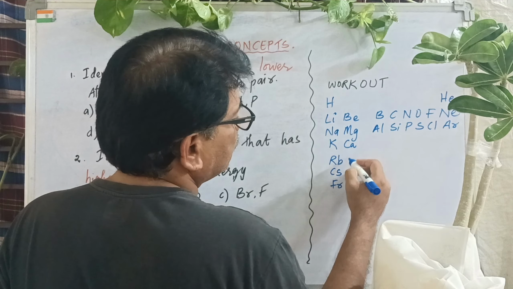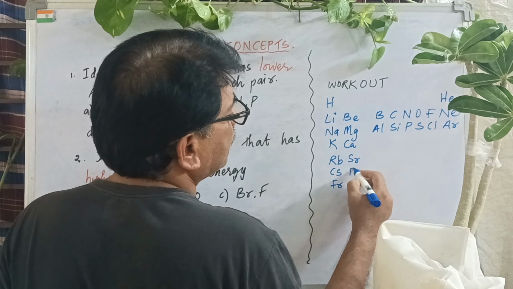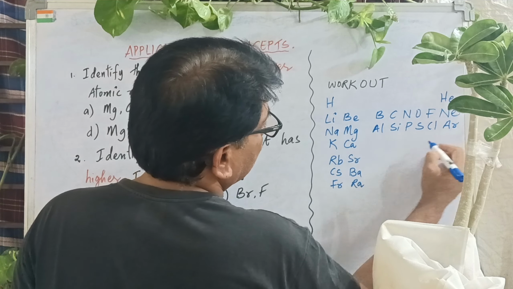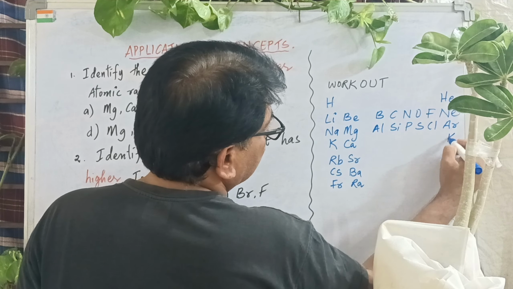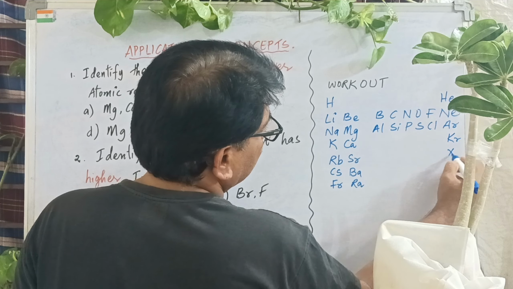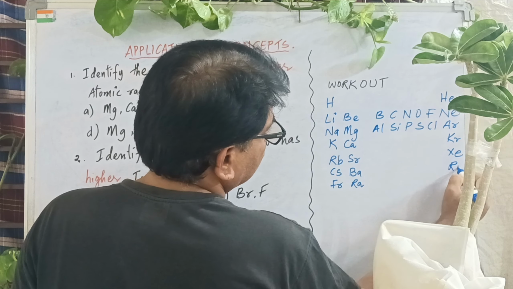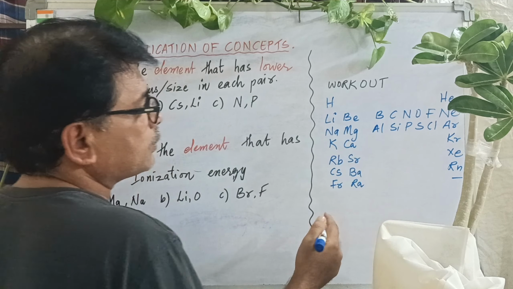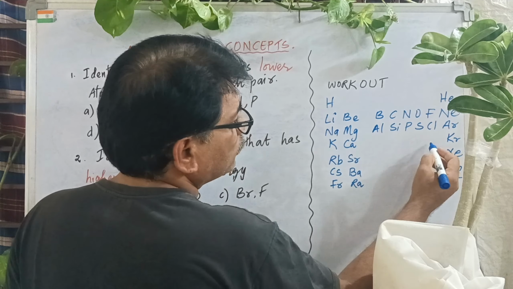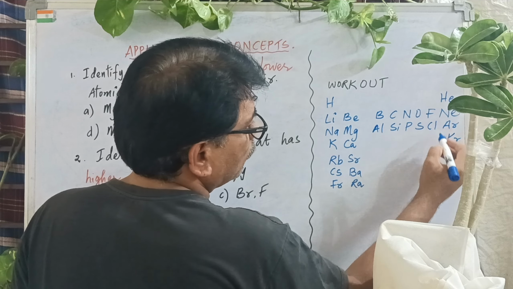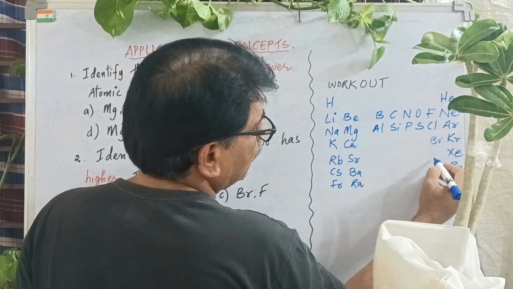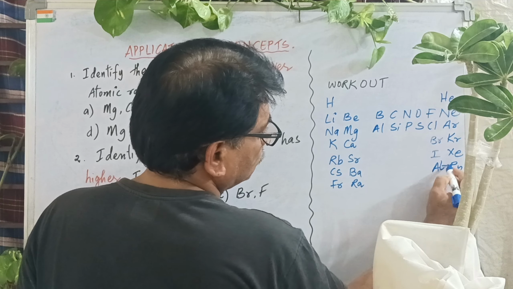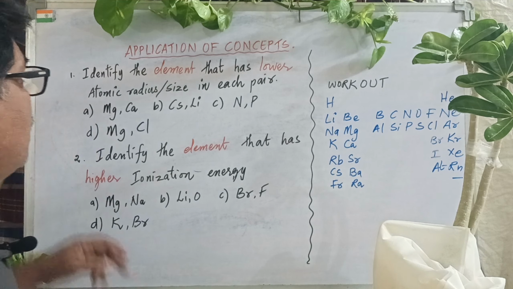So beryllium, magnesium, calcium, strontium, barium, and radium. Same way here, helium, neon, this is argon, then it is krypton, then it is xenon, and radon. Right? Like this, if you can write down to some extent, it will be easy for us to solve problems. Fluorine, chlorine, bromine, iodine, and astatine. Okay? Right, now let me start.